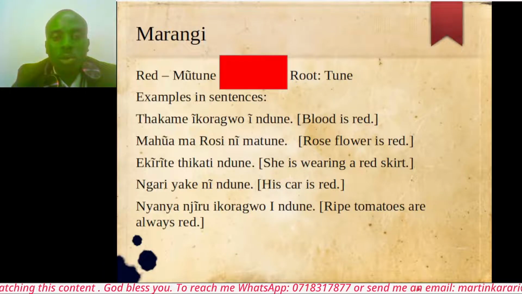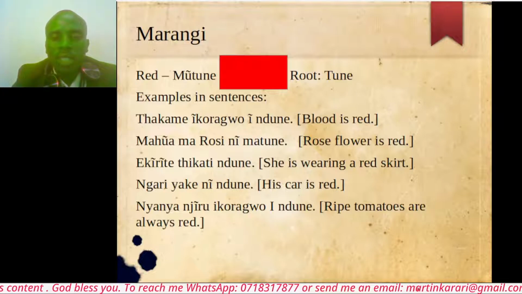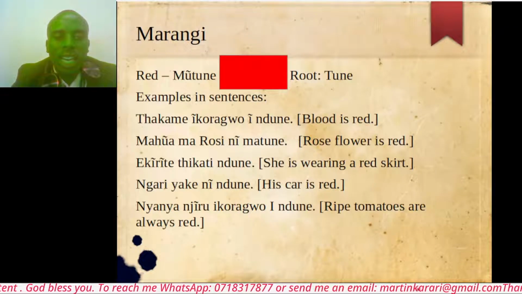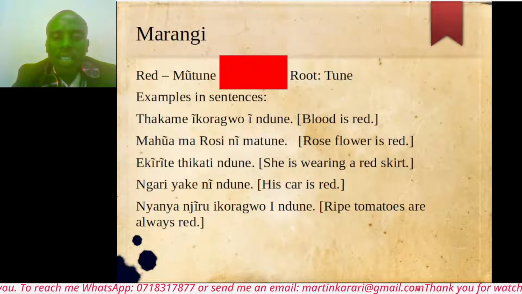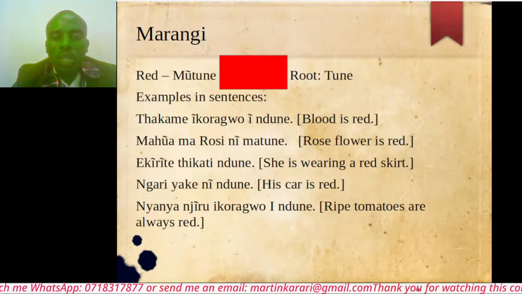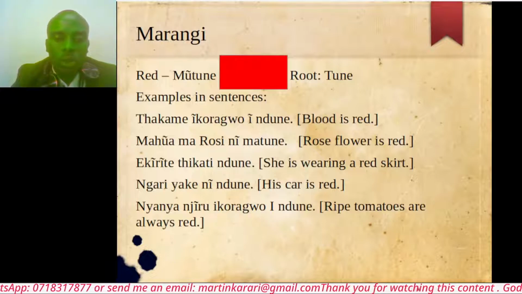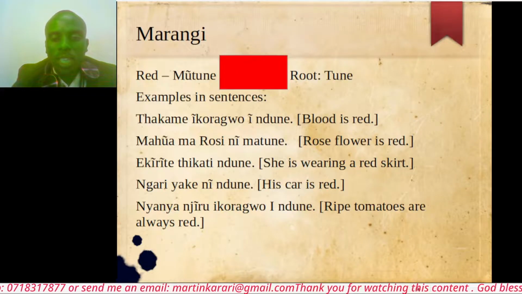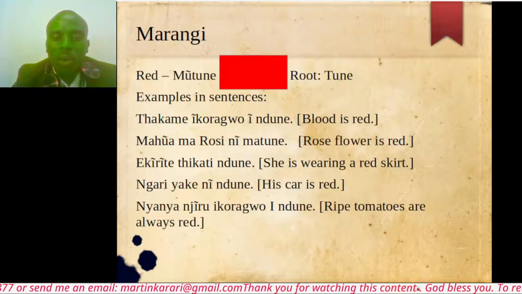Ekrete katine. She is wearing a red skirt. Gari yake ne dune. That is to say in English, his car is red. Nyanya jeru ikorago idune. That is to say in English, ripe tomatoes are always red.